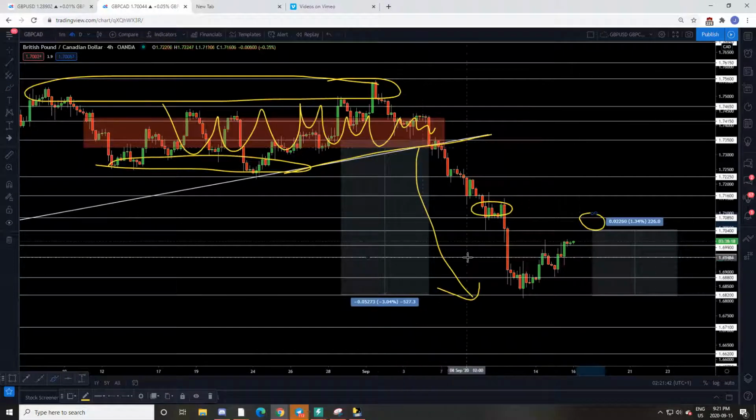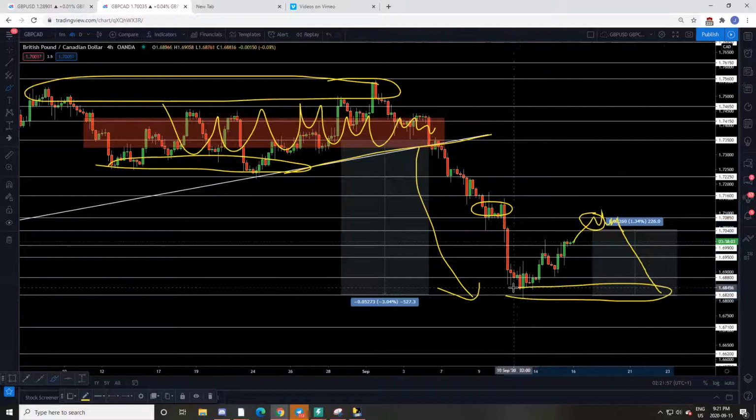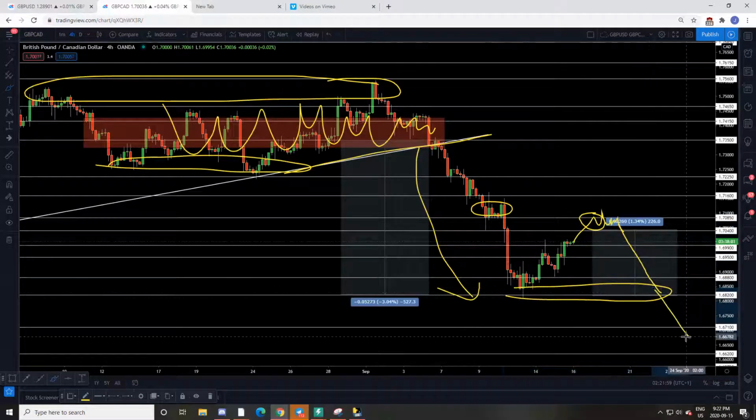So that would be about a 40 to 60% correction of the impulsive downside move. Sellers can potentially re-enter the market here, and more seller order flow enters the market, and then we continue down to revisit these lows and potentially break lower.